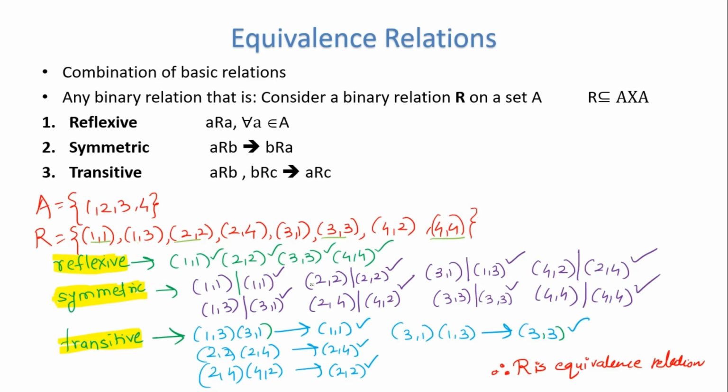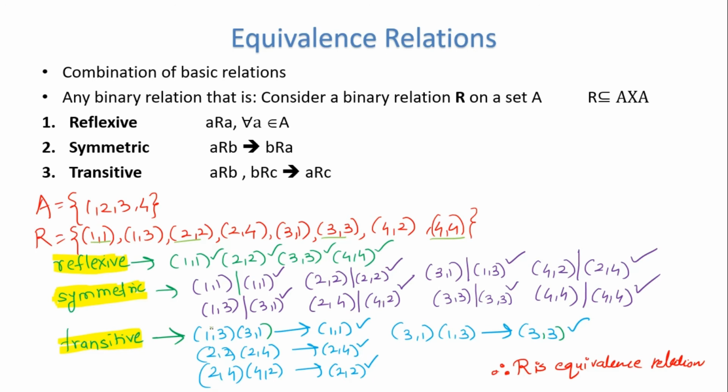For (1,3), the mirror image will be (3,1), that is present in my relation. For (2,4), the mirror image is (4,2), that is present in my relation. For (3,1), the mirror image is (1,3), which is also present in my relation. Now I checked for each and every element, their mirror image is present in my relation, so this relation is a symmetric relation. Last property is the transitive relation.